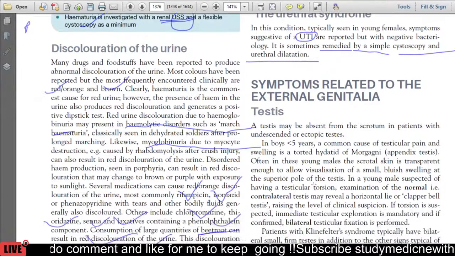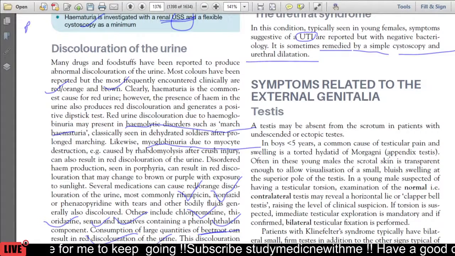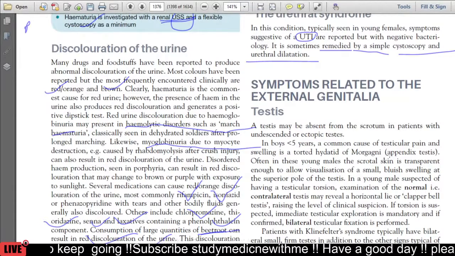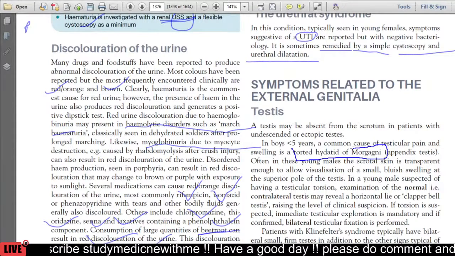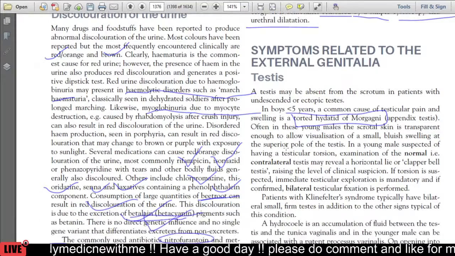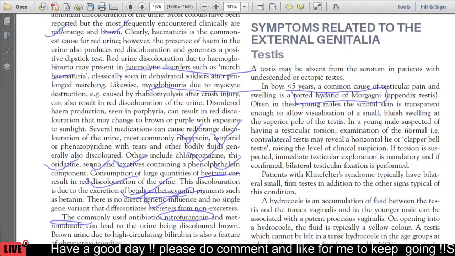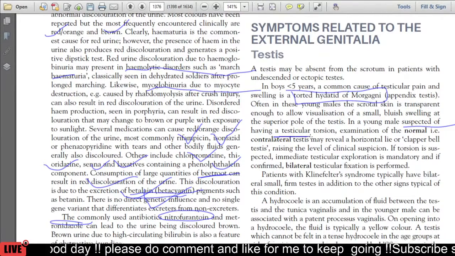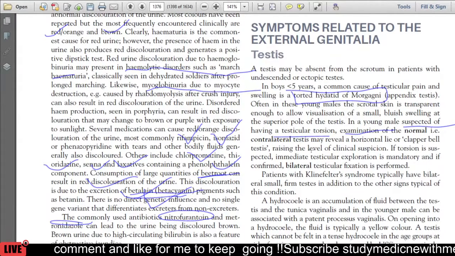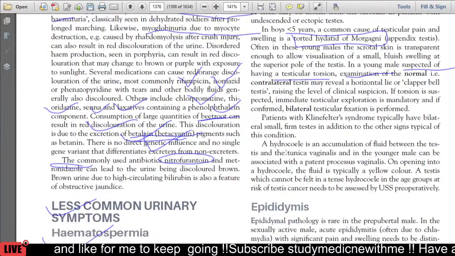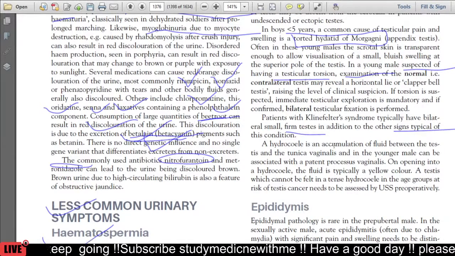In boys less than 5 years, a common cause of testicular pain and swelling is a torted hydatid of Morgagni, the appendix testis. Often in young males, the scrotal skin is transparent enough to allow visualization of a small blue swelling at the superior pole of the testis. In young males suspected of having testicular torsion, examination of the normal, that is contralateral, testis may reveal a horizontal lie or bell clapper testis. These are very important. Patients with Klinefelter syndrome typically have bilaterally small firm testes in addition to the other signs typical of this condition.